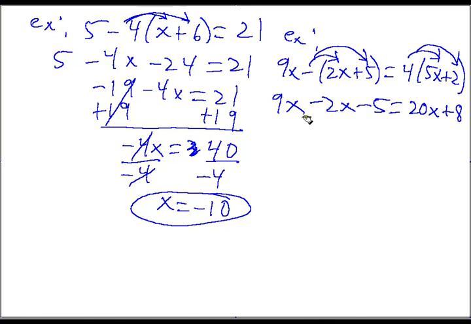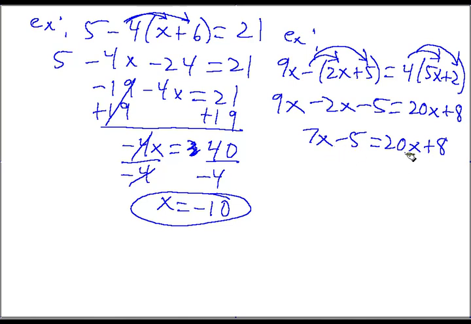Combine like terms on the left here. So far I have not begun solving the equation, just simplifying each side. That's all we're doing here. So 9x minus 2x is 7x minus 5 equal to 20x plus 8. Again, x on one side, numbers on the other side. This time, let me choose to get x's on the right side and numbers on the left side. Again, you take your pick.